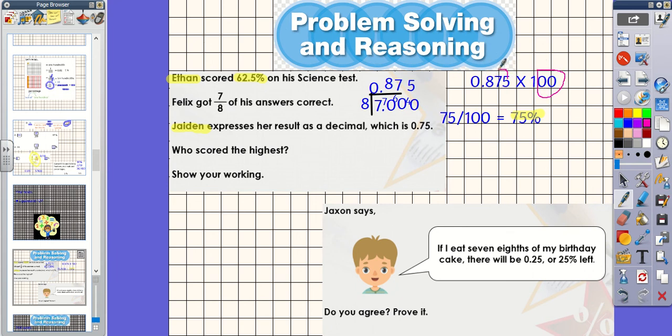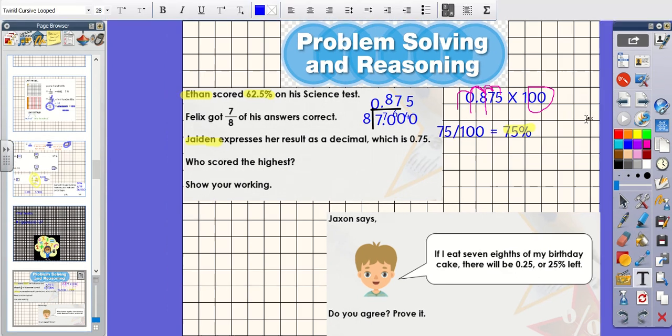Start off with my 5, 1, 2. So my 5 is going to go there. 7, 1, 2. My 7 is going to go there. And the 8, 1, 2. My 8 is going to go there. Got to remember to keep my decimal point. So 87.5 would be my new number. Just make that a bit bigger.